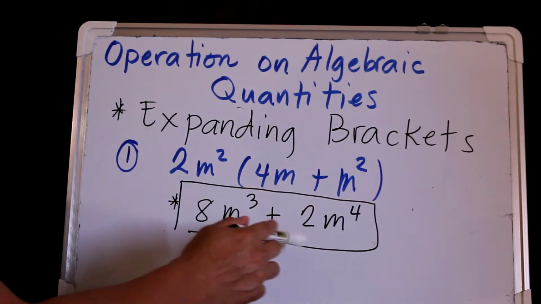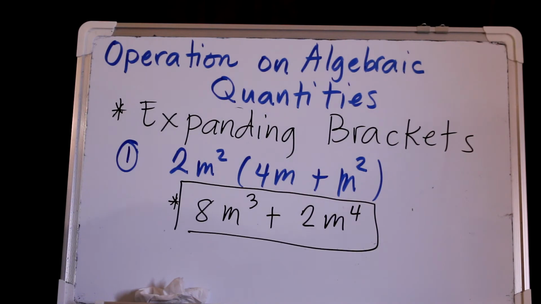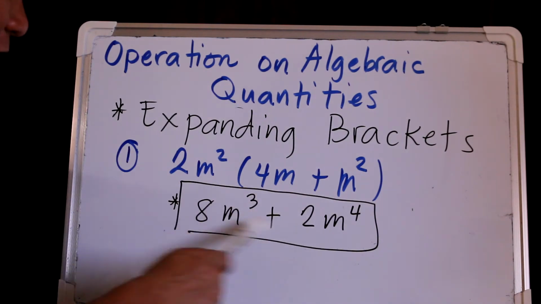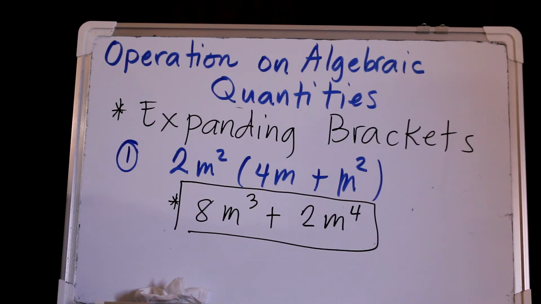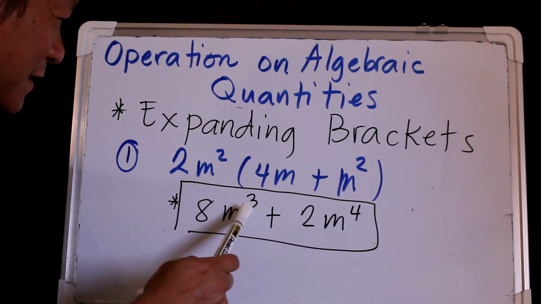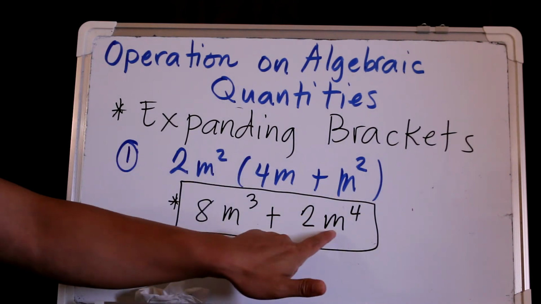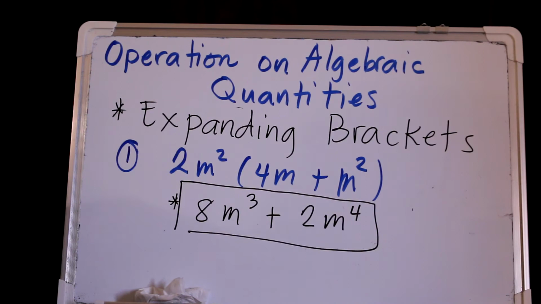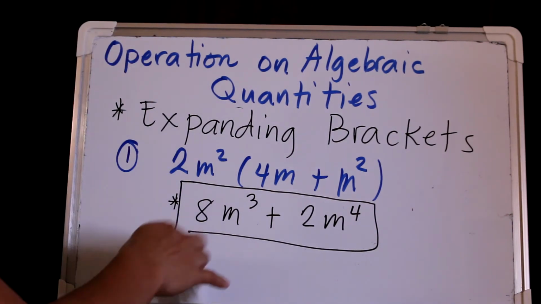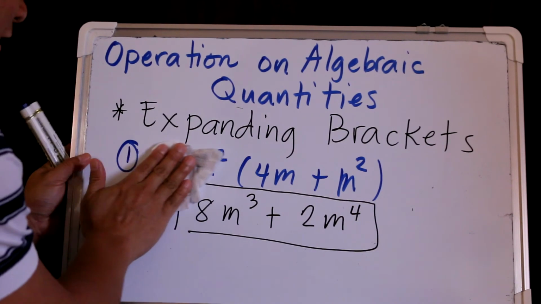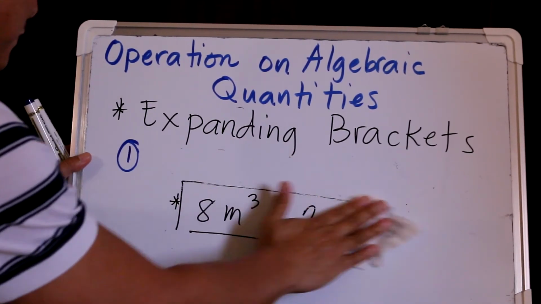Why can't we add that? Because it doesn't have the same exponents. Remember that we can add only when the variable and the exponents are the same. Okay, let's have one more of this before we go with the other operation.